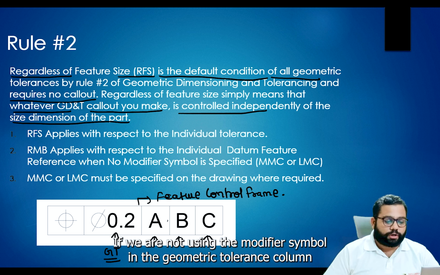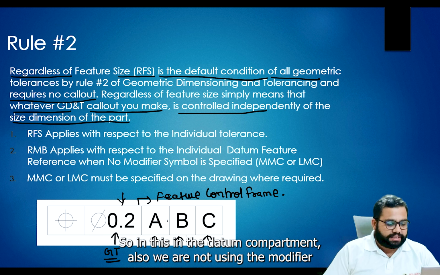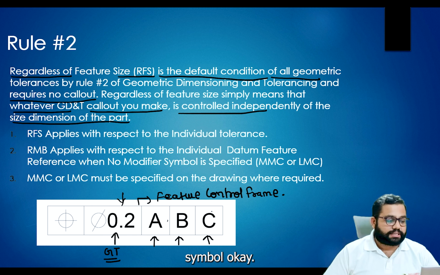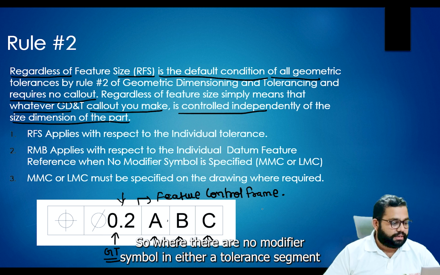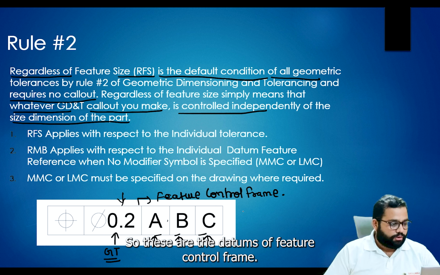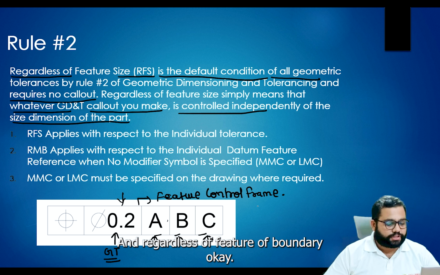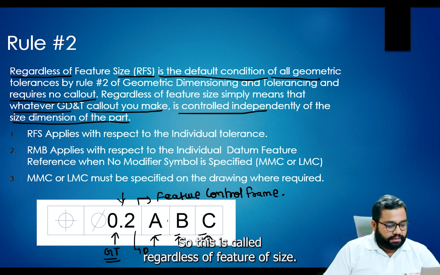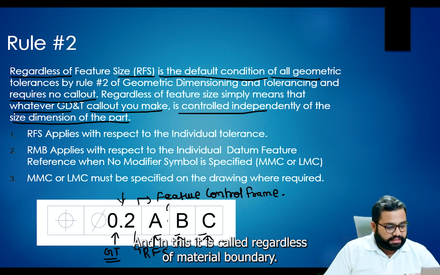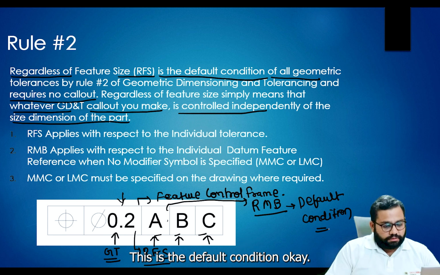If we are not using a modifier symbol in the geometric tolerance compartment, and in the datum compartment also we are not using a modifier symbol, so where there is no modifier symbol in either the tolerance segment or the datum segments of the feature control frame, then it is called regardless of feature of size, and regardless of material boundary. RFS and RMB, and this is a default condition.